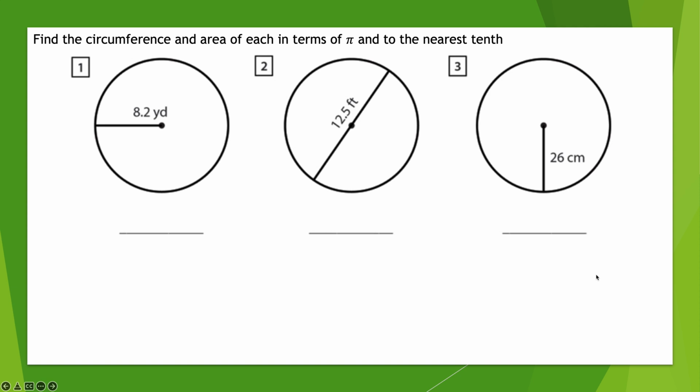Go ahead. In each case, you do circumference, then area. Circumference, then area. So let's just do number 1, the circumference and area, and then we'll stop. And then we'll go into 2 and 3.